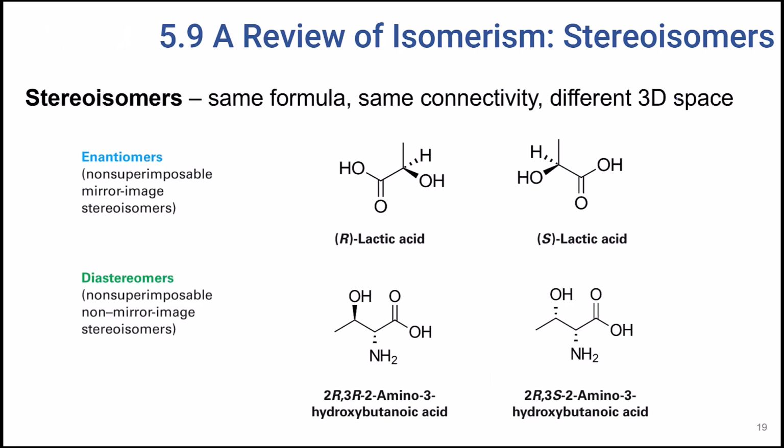A stereoisomer has the same formula, same connectivity, but it differs in 3D space. And we have enantiomers, which are the non-superimposable mirror images, or we can have diastereomers, which are the non-superimposable stereoisomers. So there's R and then S on the lactic acid, and here we have 2R, 3R and 2R, 3S. So they're not mirror images of each other.